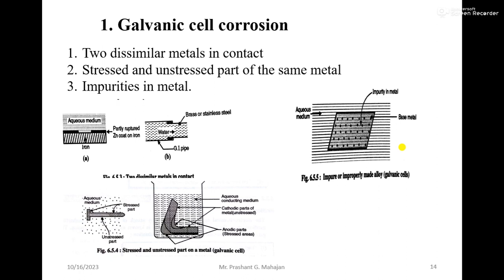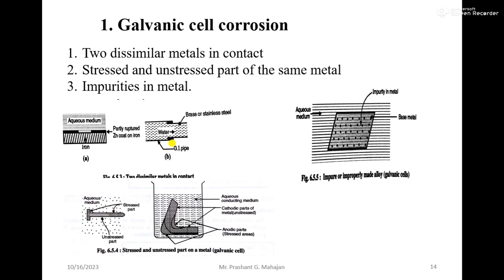So you can see the examples: two dissimilar metals in contact is the first example. Second is stressed and unstressed part of the same metal, and third is impurities in the metal. First, generally nuts and bolts are used for joining pipes. So that is two dissimilar metals and the liquid flowing through the pipes is the electrolyte, or generally by welding we are joining two dissimilar metals. So that is the example of galvanic cell corrosion.